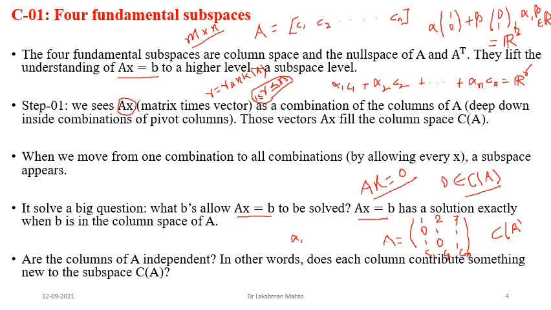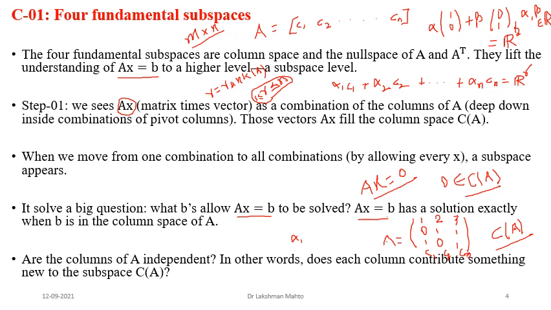Or simply tell me, what would be the dimension of this column space? What would be the dimension? Any idea? Okay, here columns C1 and C2 are both independent, and the third column C3 is dependent on these two. That means C3 is actually the sum of C1 and C2. So simply you can say that this matrix has rank 2.